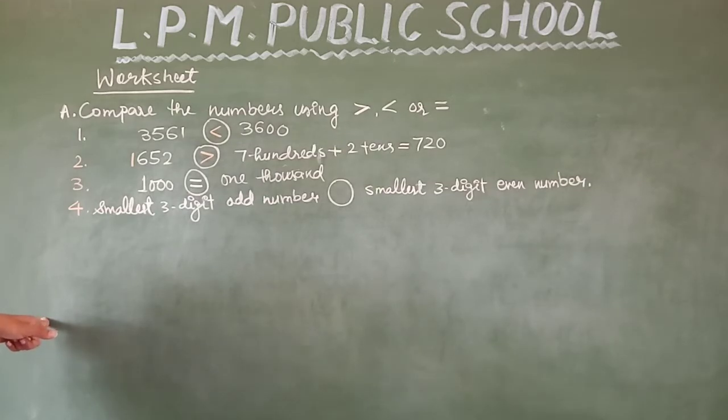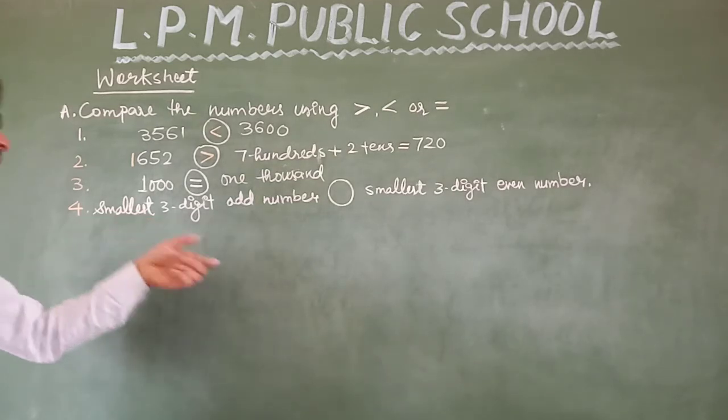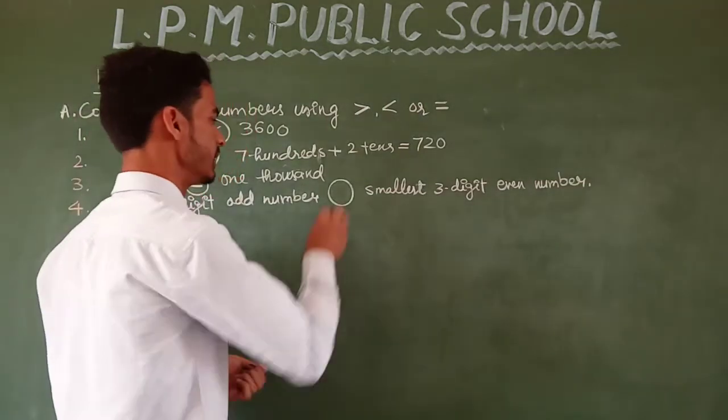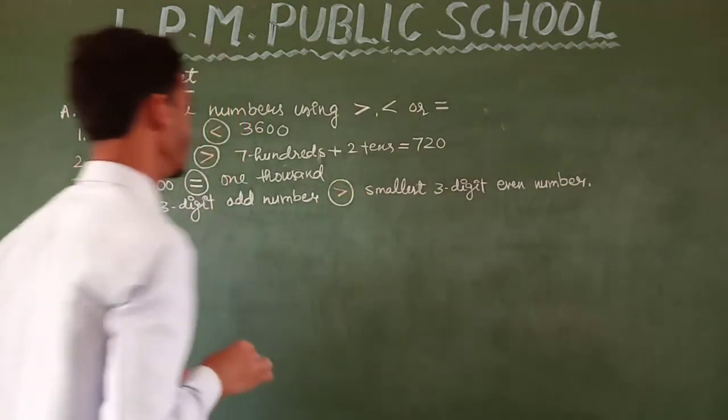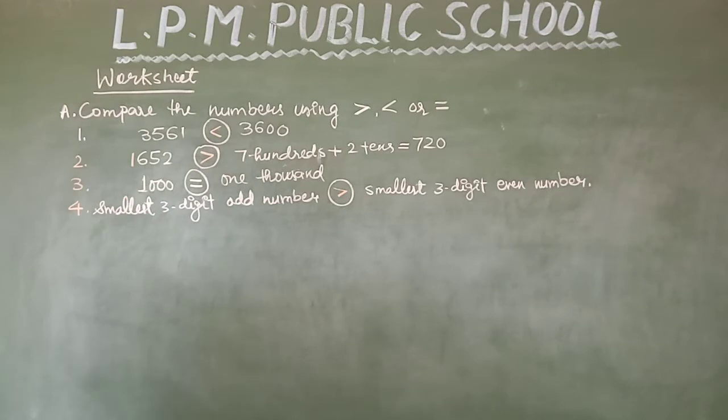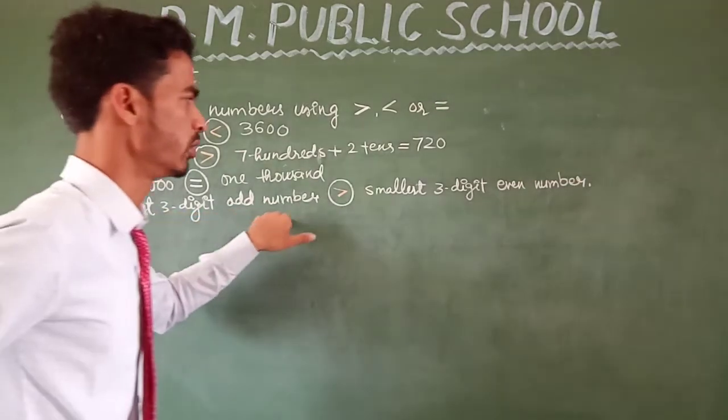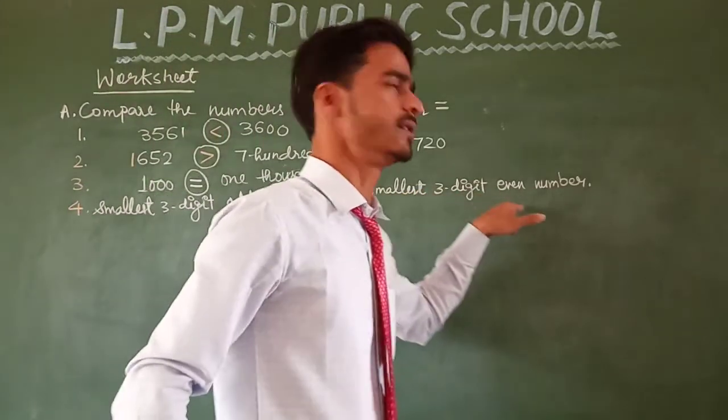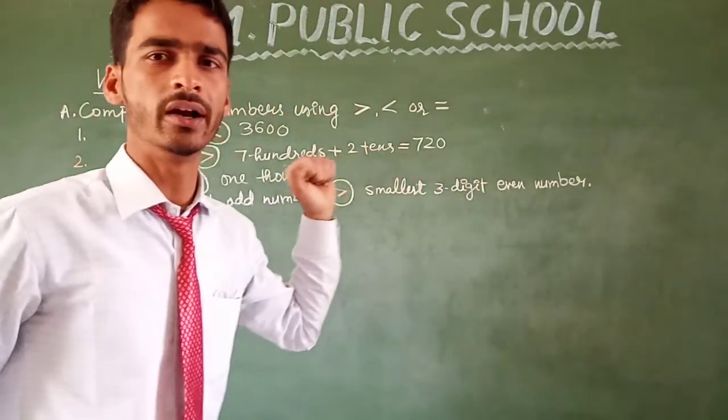Okay, so in 101 and 100, which one is greater? You know that 101 is greater. That is the smallest 3-digit odd number. So we can say that the smallest 3-digit odd number is greater than the smallest 3-digit even number, because the smallest 3-digit odd number is 101 and the smallest 3-digit even number is 100. So 101 is greater than 100.